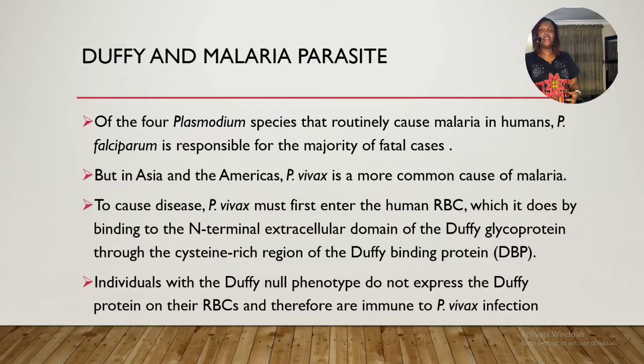And to cause this disease, P. vivax must first enter the human red blood cell. It does this by binding to the N-terminal part of the extracellular domain of the Duffy glycoprotein through the cysteine-rich region of the Duffy binding protein. Individuals with Duffy null phenotype, research has shown, do not express Duffy protein on their red blood cells. Therefore, they are immune to P. vivax infection.